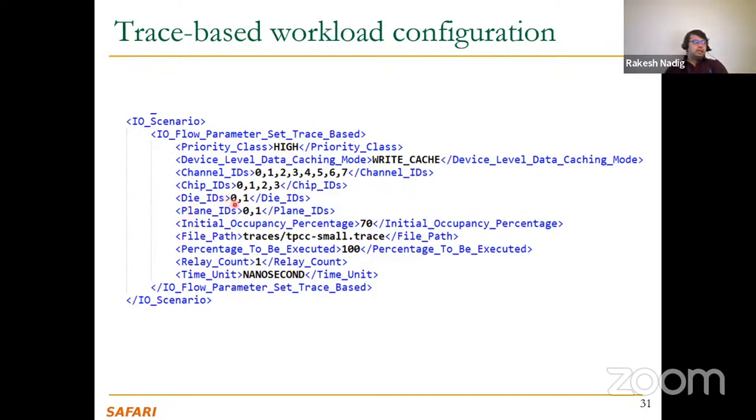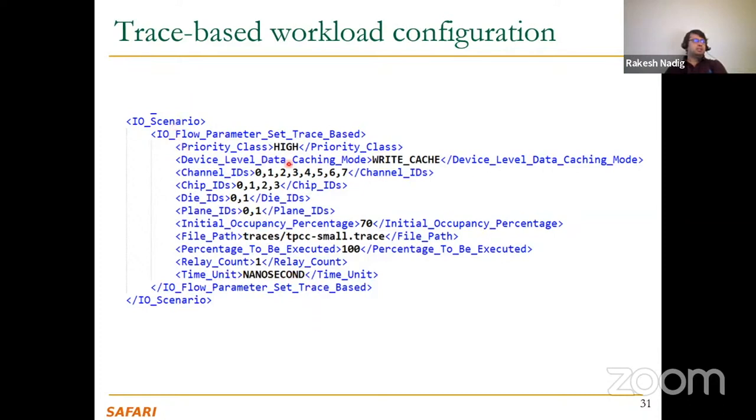And die IDs and plane IDs also define something similar. And then we have the initial occupancy percentage, which will define how much of the device is already occupied with data. And the file path will define the trace file, which is used for generating the request. And then what percentage of the trace needs to be executed. And the time unit, whether it's nanoseconds, microseconds, or milliseconds, can be defined here.